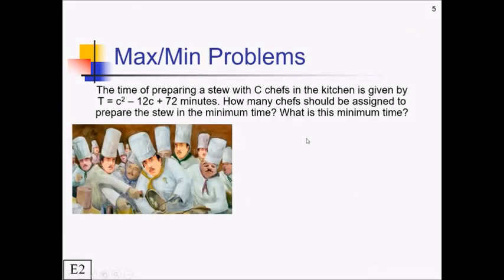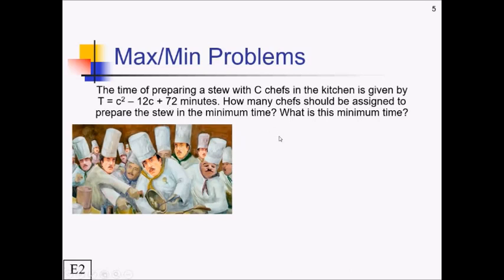Here's another example for you to try out. In this one, we're preparing a stew with C chefs, and if you tell me how many chefs there are, I can tell you, based on this T formula here, how many minutes it will take. We want to know how many chefs should be assigned to prepare the stew in the least amount of time, and what is this minimum time? Now, you would think the more chefs you have, the better, right? But at some point, the kitchen becomes overcrowded and it becomes counterproductive. So pause the video and see if you can wrestle with this one.